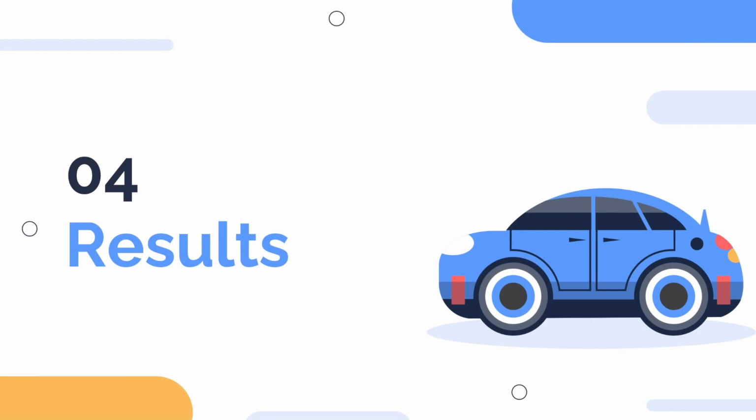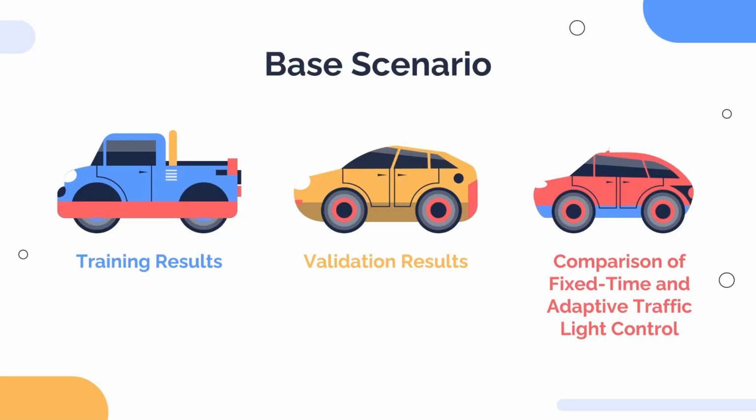Okay, so now I will proceed with the results. Next. In the base scenario, the author has split the results into 3 main parts: training, validation, and comparison of fixed time and adaptive traffic light control.